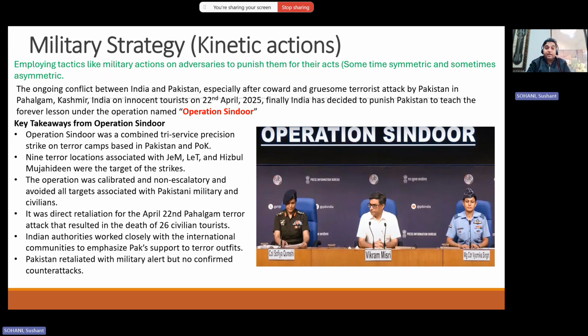The ongoing conflict between India and Pakistan, especially after the cowardly and gruesome terrorist attack by Pakistan in Pahalgam, Kashmir, on 22nd April, in which they killed 26 innocent tourists. After that gruesome attack, Indian leadership finally decided enough is enough, and we need to punish Pakistan, teach them a lasting lesson. The operation they carried out was named Operation Sindoor. Sindoor is the vermilion that married women put on their forehead, and it has some significance. When I create a separate video about Operation Sindoor, I will discuss more on that.